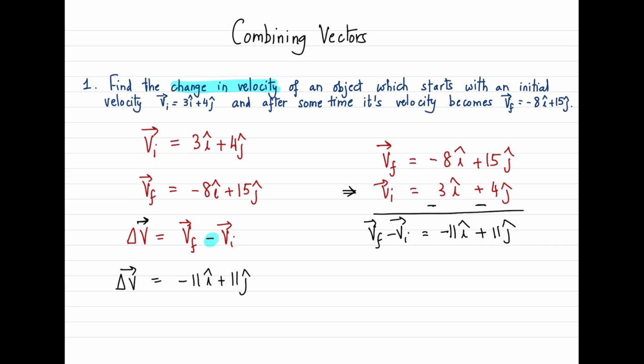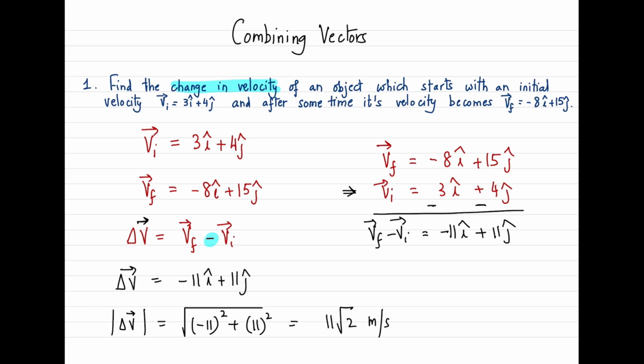Now we can also find the magnitude of delta v vector, that is the change in velocity. We can find the magnitude of it by using the radical square root. Minus 11 squared, that's the x component, plus 11 squared, that's the y component. So that will come out as 11 root 2, and we can put the unit as meter per second. You can also find this in decimals.